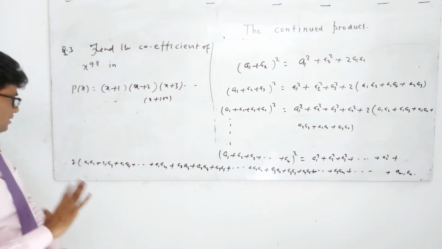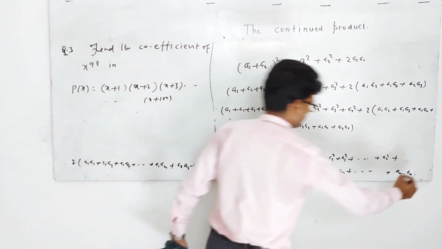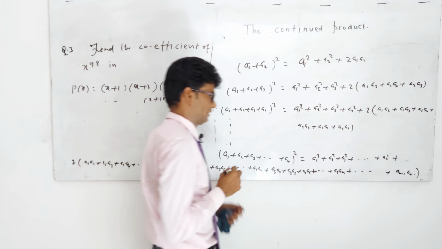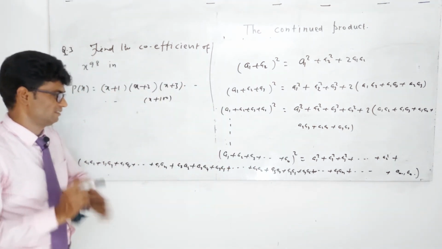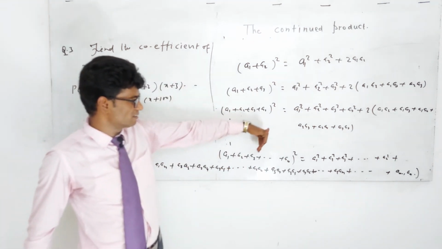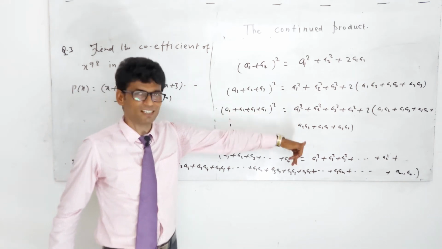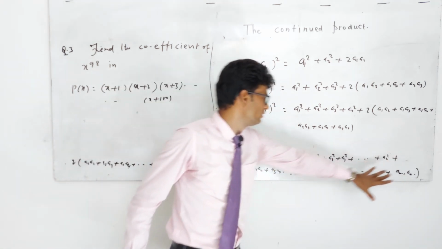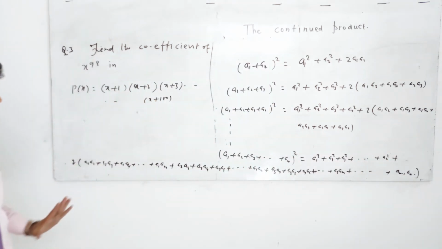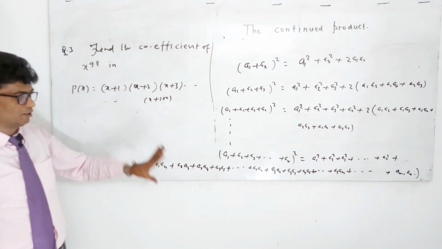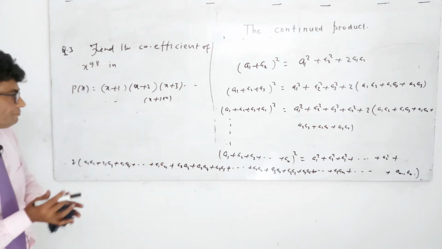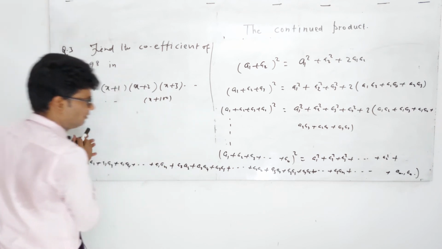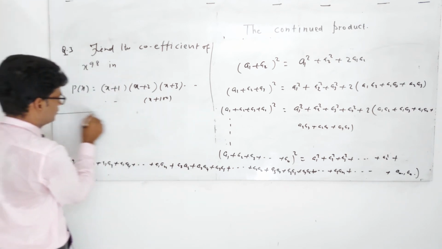So this is twice of that. Okay, take the bracket, close here. So (a1 + a2 + a3 + ... + an) whole square comes out to be that much. But we are going to write this one in compact form. Look at here how one can write it into compact form.